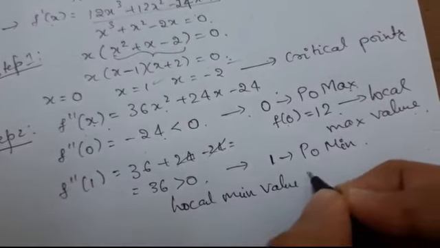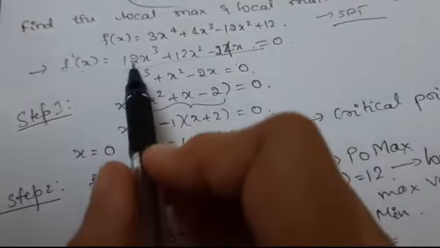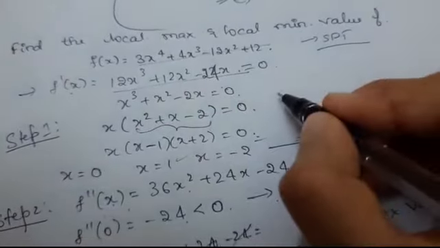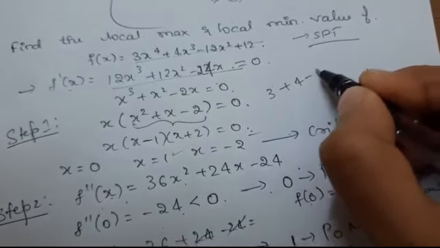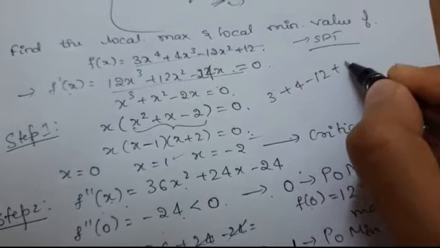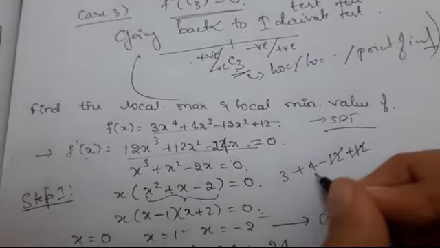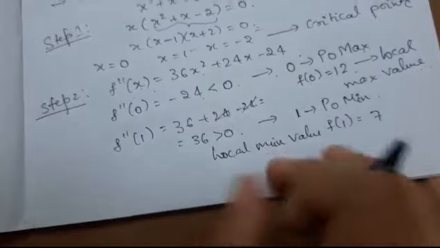is obtained at f of 1. So for f of 1, what we used to do is input the value of 1 in this f of x. So what happens: 3 into 1 power 4 is 1 itself, 3 plus 4 minus 12 plus 12. So 12 gets cancelled, 4 plus 3 which is equal to 7. So f of 1 is equal to 7. So this is the local minimum value.